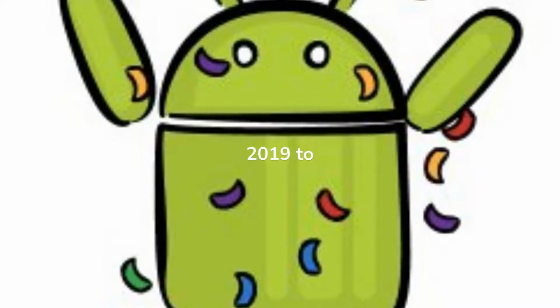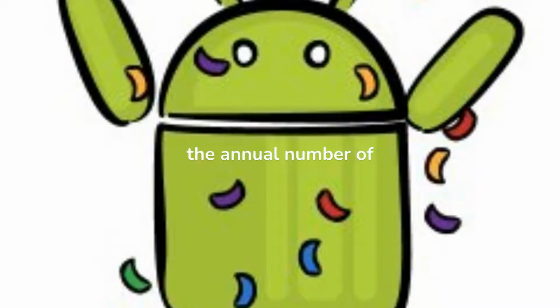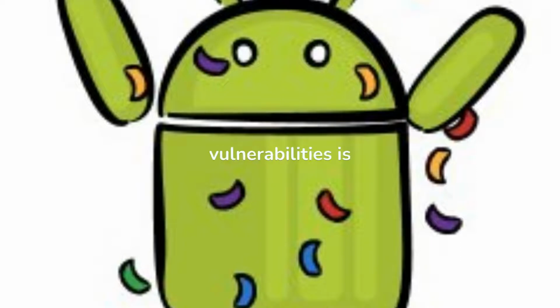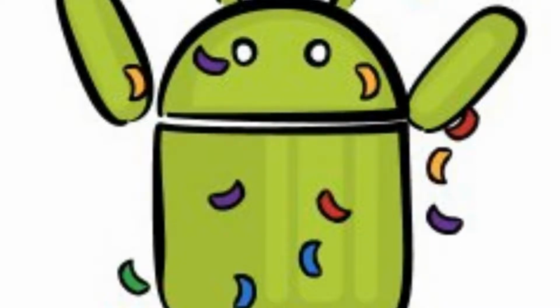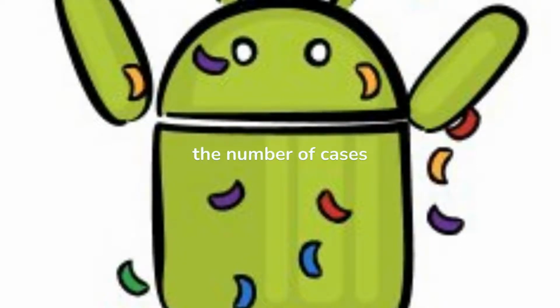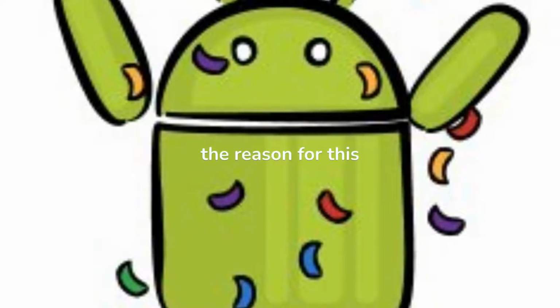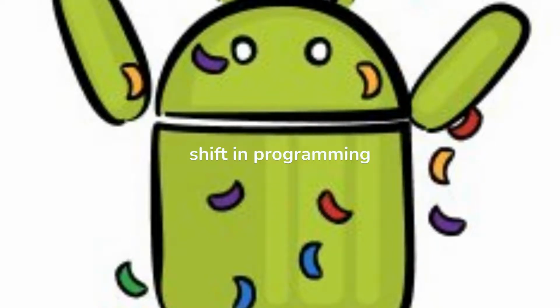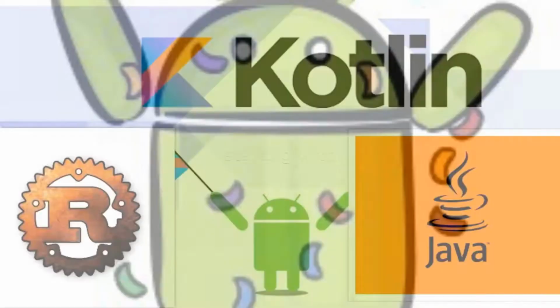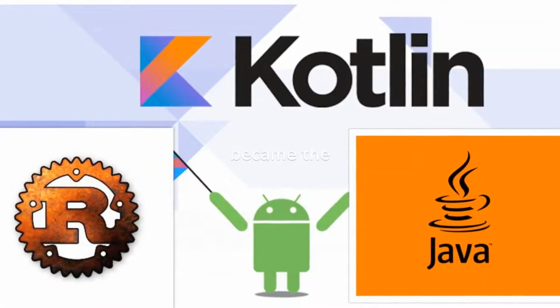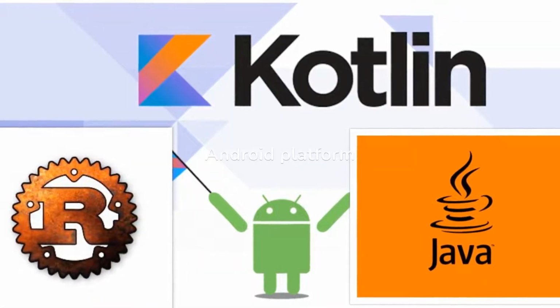From 2019 to 2022, the annual number of memory safety vulnerabilities decreased from 223 to 85. The reason for this decline is thought to be a shift in programming languages. Starting with Android 12 last year, Rust became a language of the Android platform.